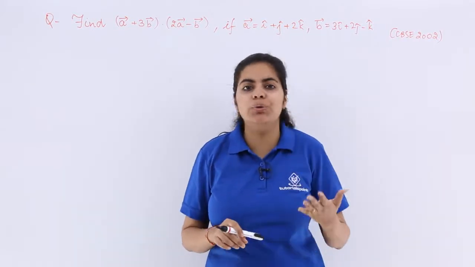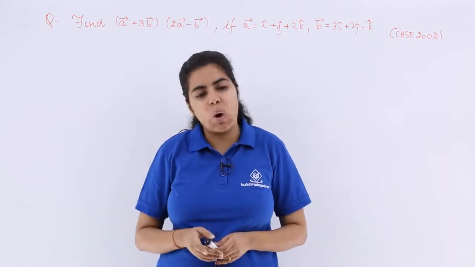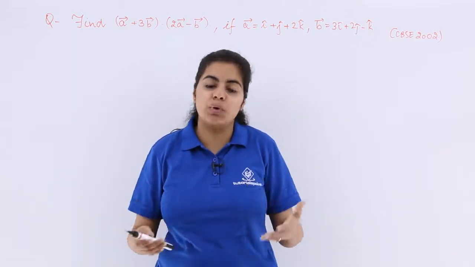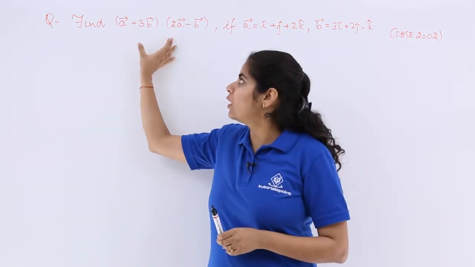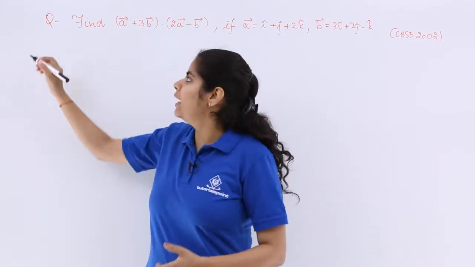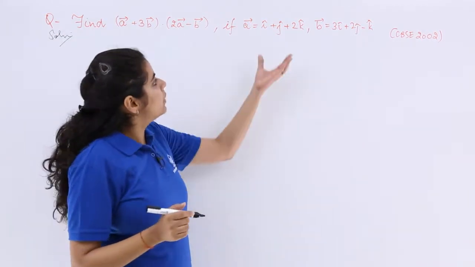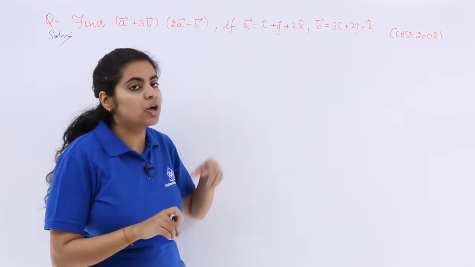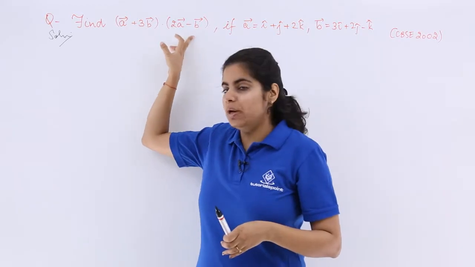For that we need to know about the dot product first, so please watch the previous video on scalar product and its properties. One thing is very clear: the scalar product can be easily found because we know the definition. So let's not wait. First you have to find a + 3b, because the scalar product has to be found between a + 3b and 2a - b.